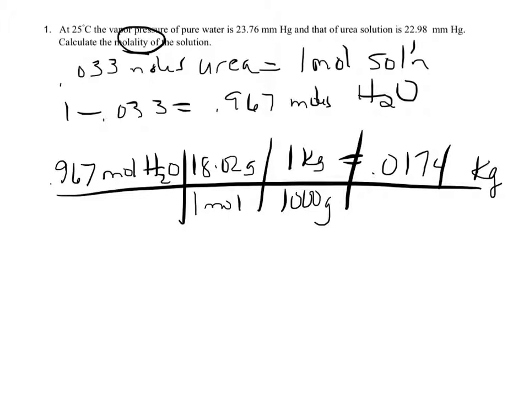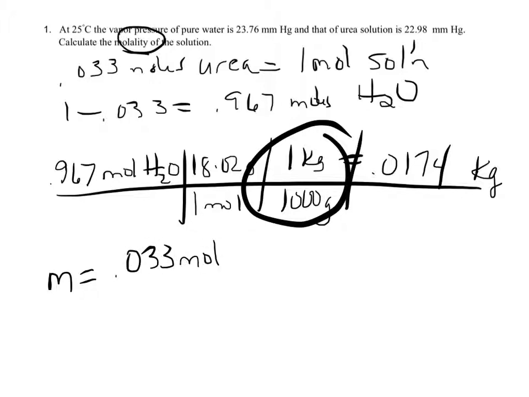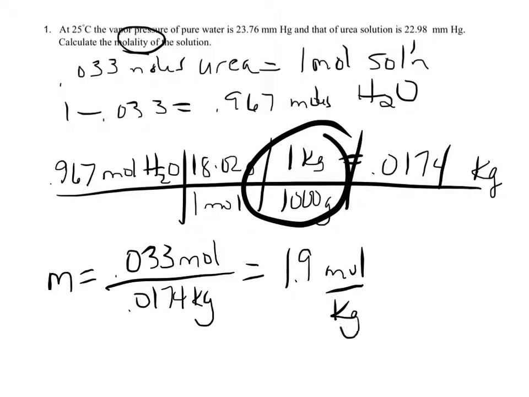Okay. So the 0.967 moles of water converted to kilograms, because molality is moles per kilogram of solvent. Just use the molar mass of water and convert to kilograms. And again, if you don't want to do this step, you can do grams to kilograms in your head, that's fine. And then you're just ready to plug that into your molality equation. So you're going to have 0.033 moles divided by 0.0174 kilograms, which is going to give you 1.9 moles per kilogram, or italicized little m. So that's an application of Raoult's law.